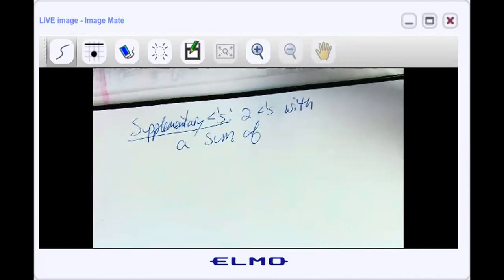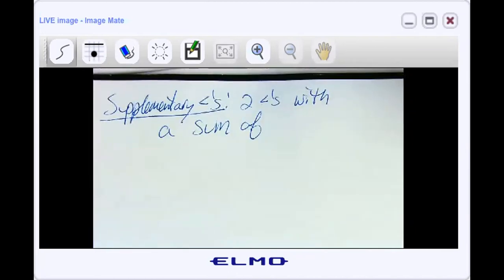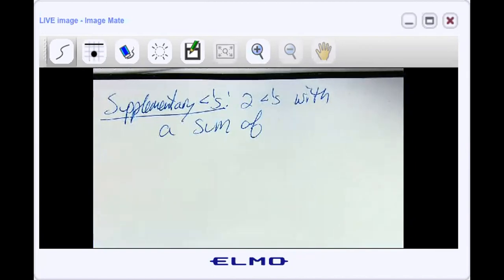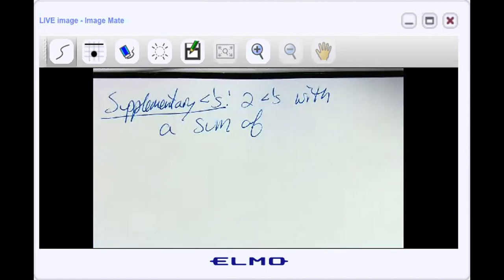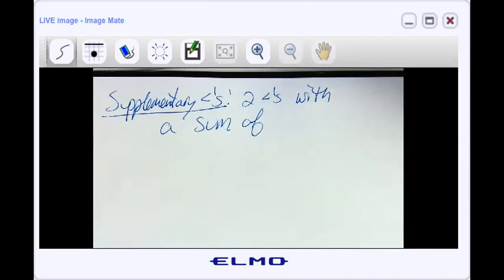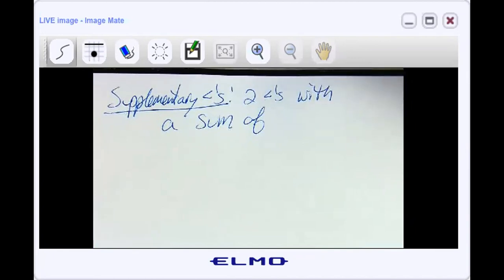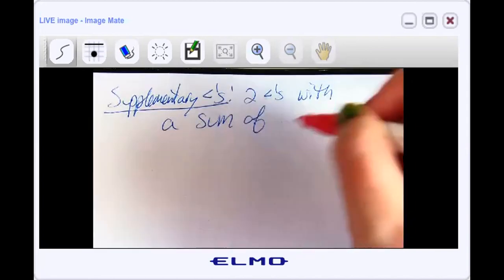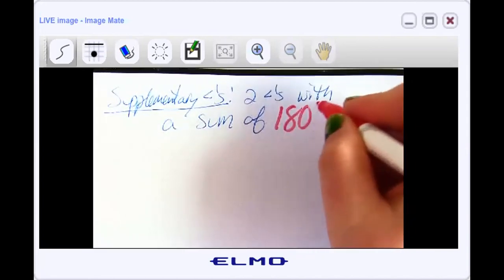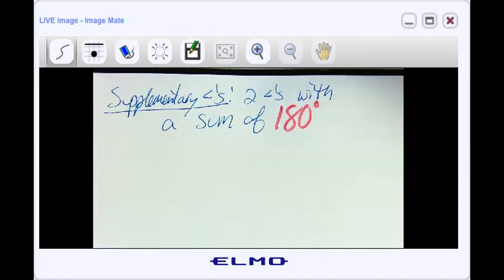If you had to guess, think about important numbers in geometry. It's not 90, because if they added to be 90, they'd be complementary. So take a wild guess what they'd have to add up to be supplementary. If it's not 90, it's probably... Yes, 180. Thank you. 180 is correct. All right, so that's what we're looking for this time.